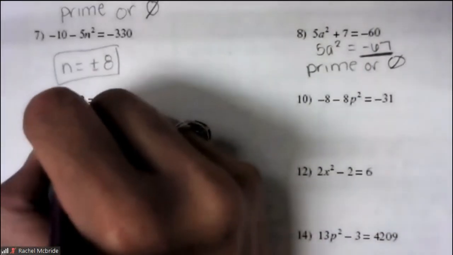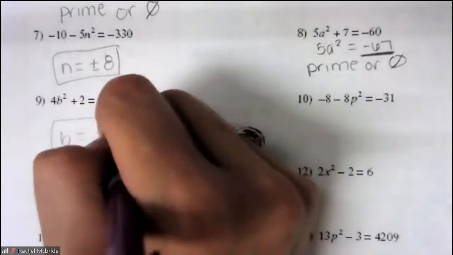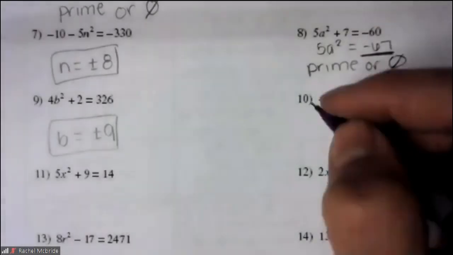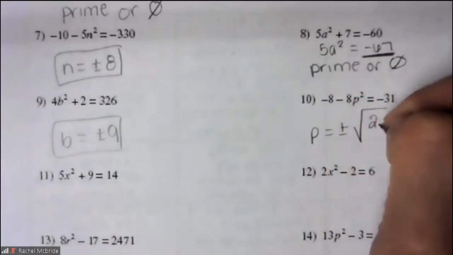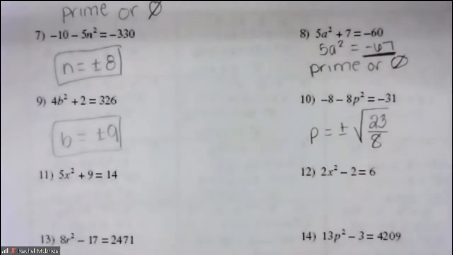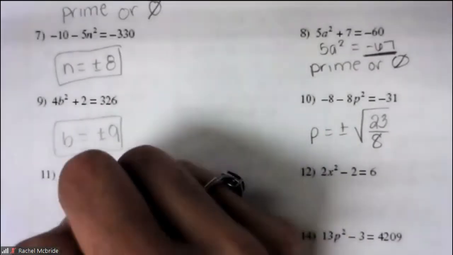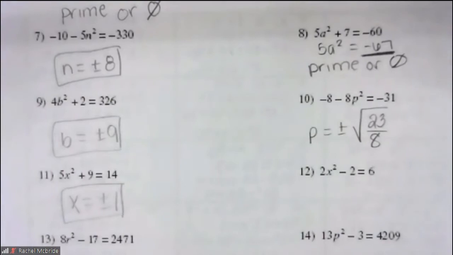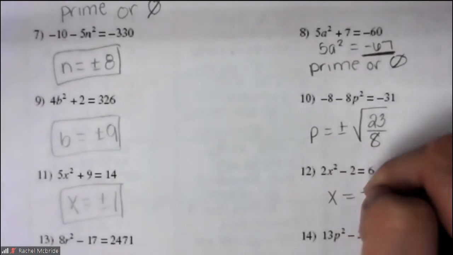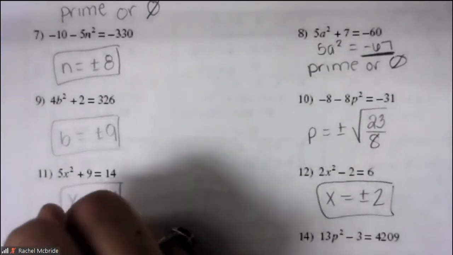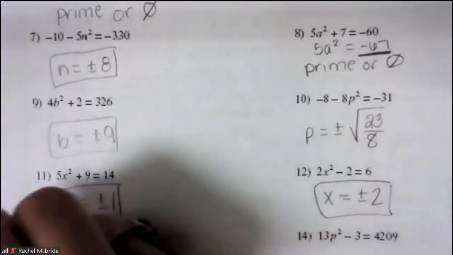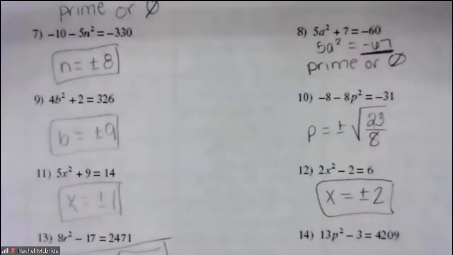9, you should have gotten b equals plus or minus 9. 10, you could have gotten p equals plus or minus the square root of 23 over 8. 11 was x equals plus or minus 1. 12, x equals plus or minus 2. 13, r equals plus or minus the square root of 311. Believe it or not, 311 is prime.